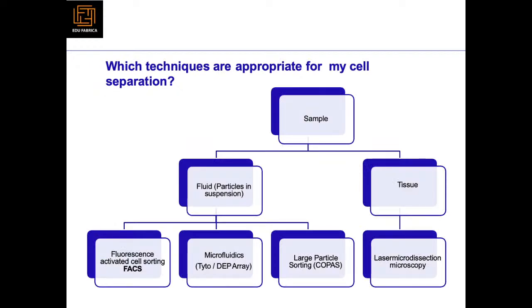So first, which technique is the best? If you have a sample, it could be of two types: fluid particles in suspension or tissue. Within the fluids, which are particles in suspension, could be analyzed by three methods, that is fluorescence activated cell sorting, FACS analysis, that we're going to discuss today. There is also microfluidic large particle sorting, which is COPAS. It's a much more advanced version of the FACS analysis. And if you have a big tissue, then you can do laser microdissection microscopy. It's even more detailed to understand the various cells, which kind of cells the tissue has. It's even more advanced. So these four methods are being used, but today our focus is on FACS analysis.